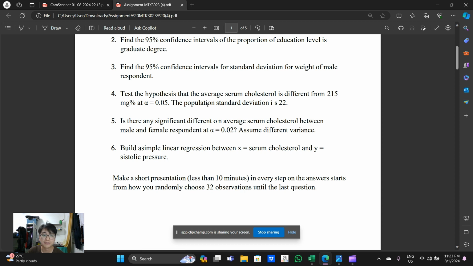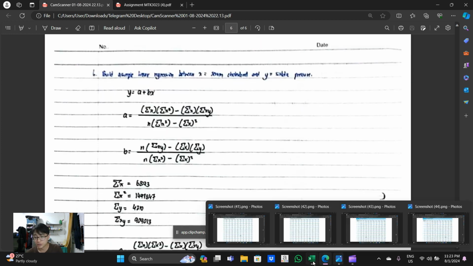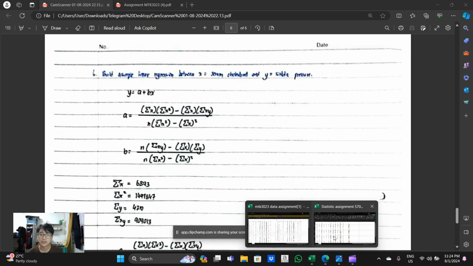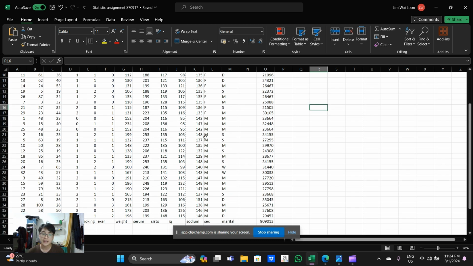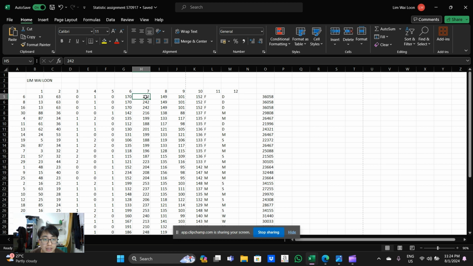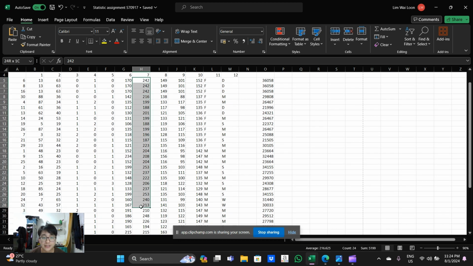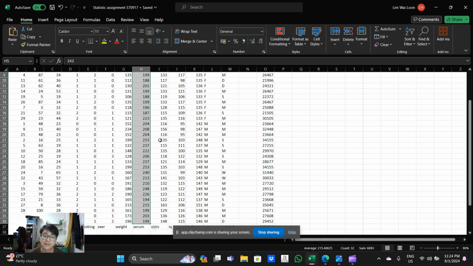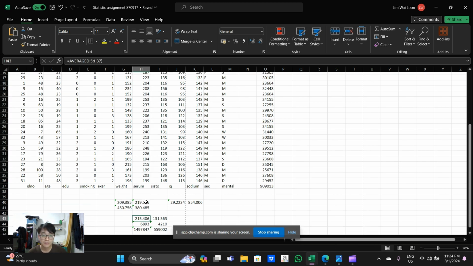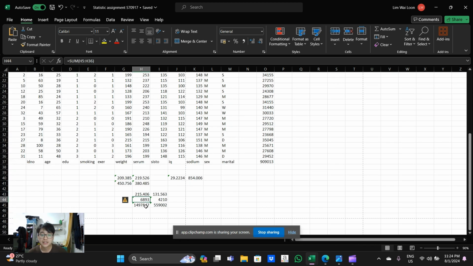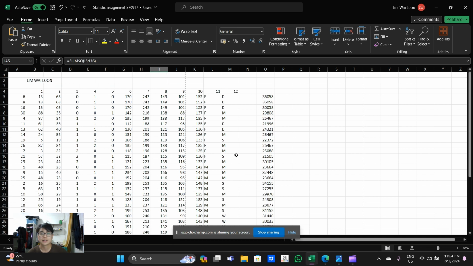So question number 6: build a simple linear regression between X equal to serum cholesterol and Y equal to systolic pressure. So in order to solve this question, we go back to our data bank table, and we find the sum x, where x is considered as serum, while y is considered as systolic. So we find the mean here and the variance here, also the sum x here. Same thing goes to the systolic. So for sum xy, what we do is that we times these two together, which is 242 times 149, we get this value.